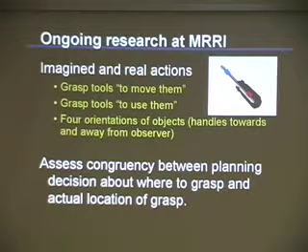We're looking at their actual grasp performance, where they grasp the object, and also comparing that to decisions about where they would grasp the object if they were to move it or to use it. We present real objects with little stickers on either end, and in the imagined case, we ask our subjects to indicate whether they would grasp the object by the red area or by the blue area. In the real grasping, they actually grasp by the red or blue. So we're assessing the congruency between planning a decision about where to grasp the object and where they actually grasp the object in an overt task.